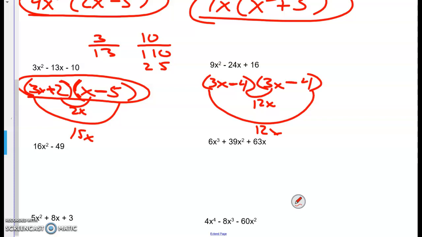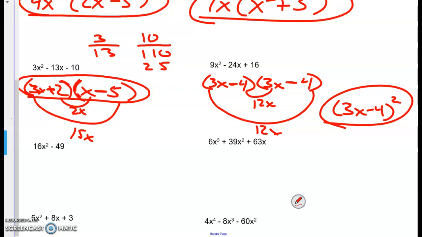So there's your answer. Now, one more piece with this specific problem. Whenever you have the same thing written in the parentheses, and that's got to be numbers and signs, we're going to write that as 3x minus 4 squared. It's a good habit to get into.